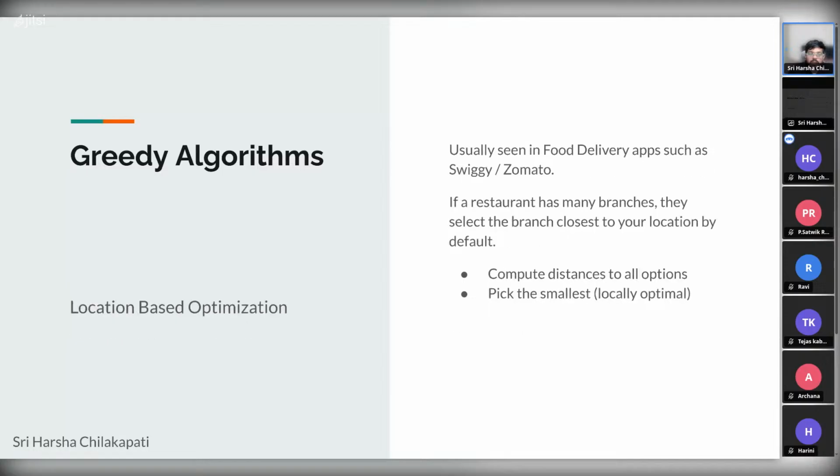The next greedy algorithm is a location-based optimization, and this is usually seen in food delivery apps like Swiggy or Zomato, etc. So let's say there is a restaurant which has many branches. There are usually restaurant chains like that. Your app will automatically select the branch which is closest to your location. How it does that is it computes the distance to all the options, and it just picks the smallest distance. That's all. So this is a greedy algorithm. It just picks the smallest distance.